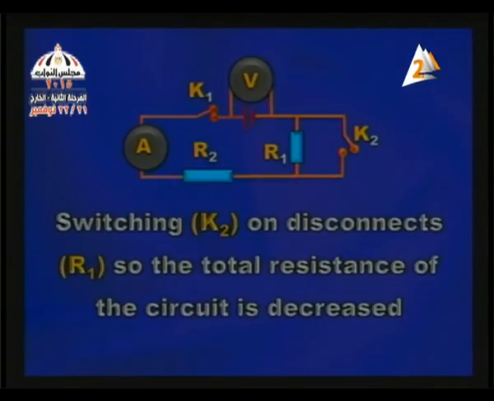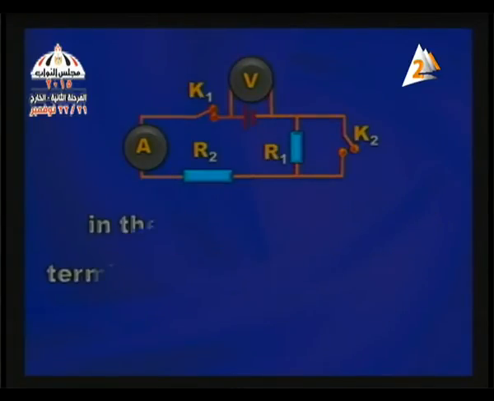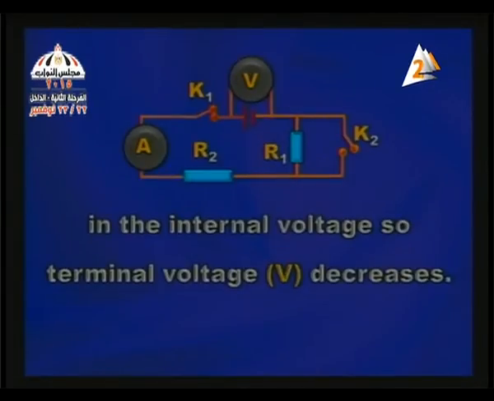Once again, switching key 2 on disconnects R1, so the total resistance of the circuit is decreased, and the current through the battery increases, which results in an increase in the internal voltage, so the terminal voltage decreases.